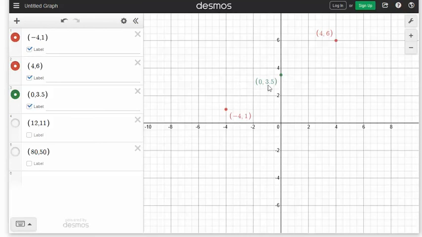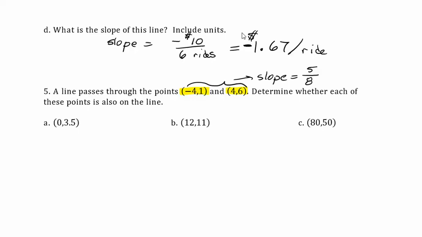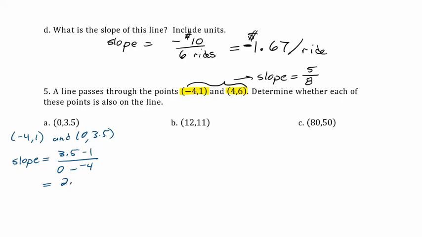All right, so I've got to do the green point with one of these red points. So let's do that. I don't know, which one do you want to do? Let's do (-4, 1) and (0, 3.5). So if I do the slope between those 2 points, I'm going to do 3.5 minus 1, over 0 minus negative 4. So that's going to give me 2.5 over 4.